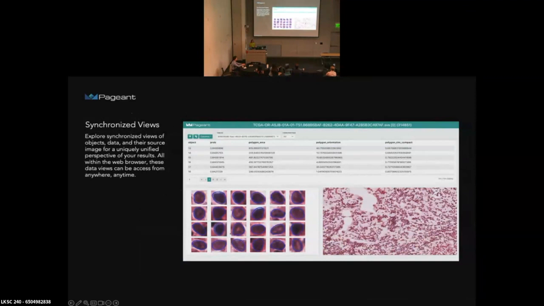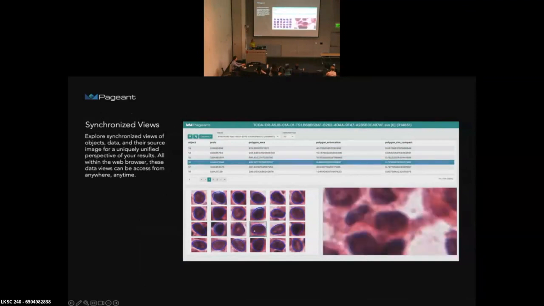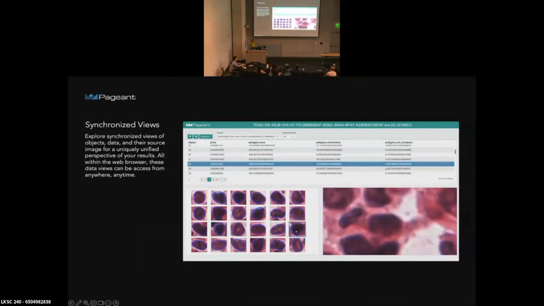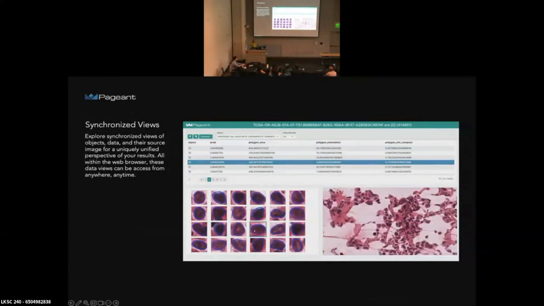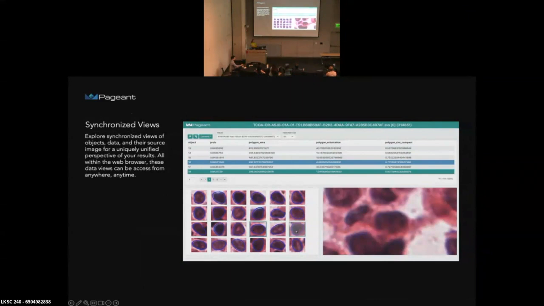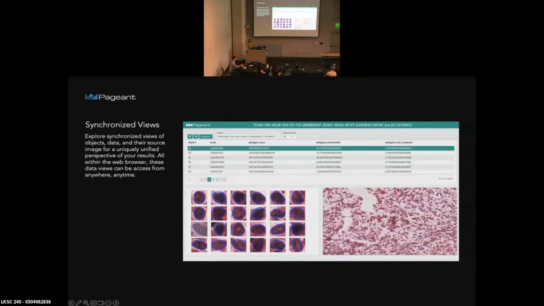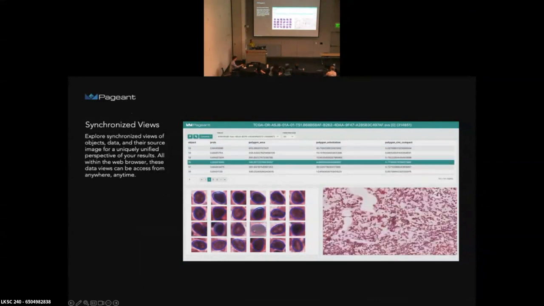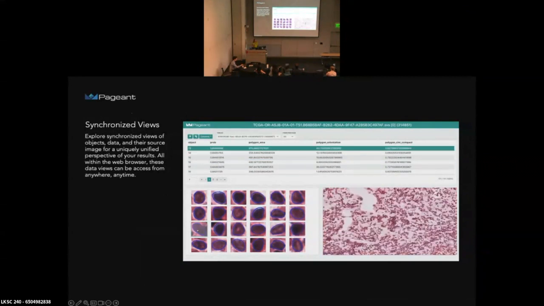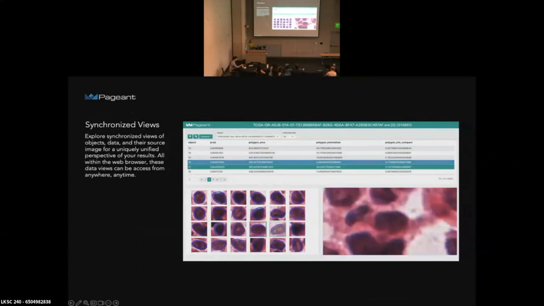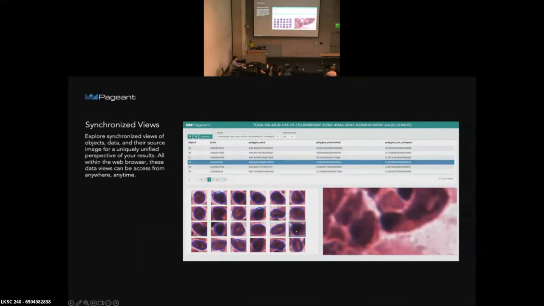And so here, what you see is synchronized views between these 3 different panels here. The top is the actual tabular data, so a row per each of your objects. On the bottom left, you have your object thumbnails where you can see each of these objects side by side. And then on the right, you see the actual image. And these 3 are synchronized. And so you can click through individual objects, you can click through individual rows of your data table, and it will bring you to the right location, for example, in the image.